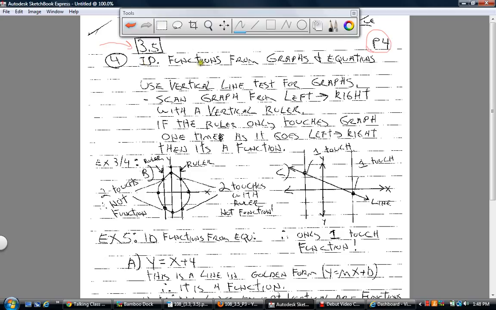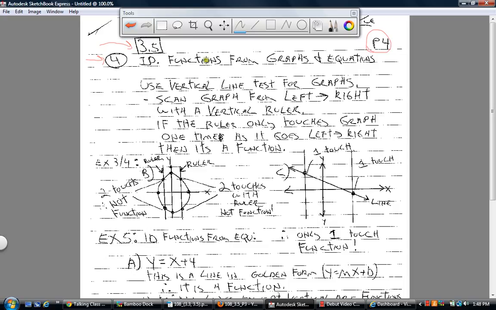How can you identify functions from looking at graphs and equations? Now, in the last video, we had you go from the domain and range, and I dropped a little bit of a hint about doing the vertical line test. So now we're officially introducing it. This is a visual technique: if you have a graph, imagine taking a ruler out.